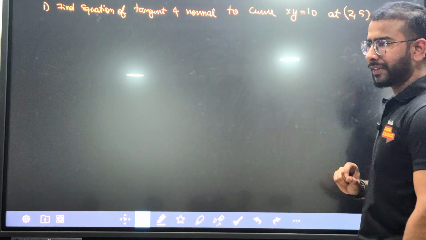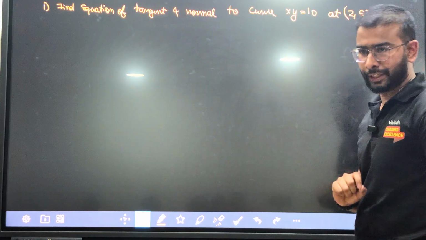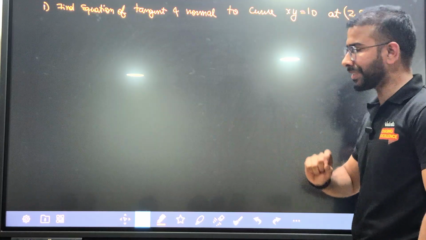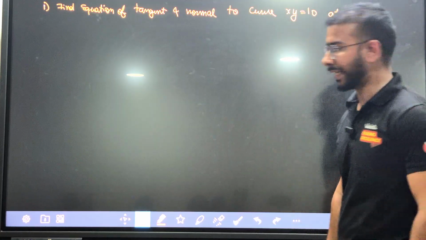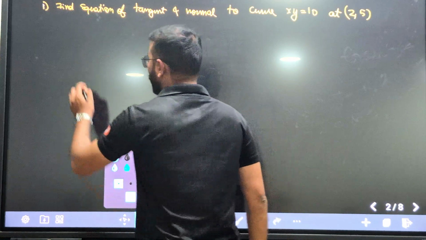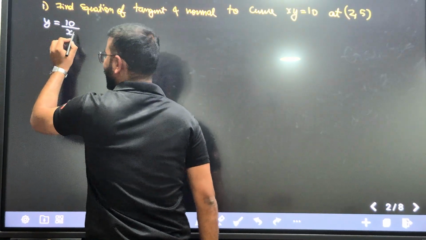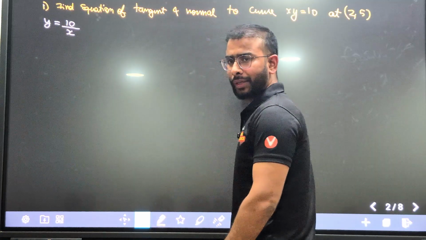So how we'll start with this is, we'll start with first differentiation. Should we differentiate directly? No. So what is the advice in such cases is get the value of y. So let's start the question. So y is coming out to be 10 divided by x. So this is y is equal to 10 by x.